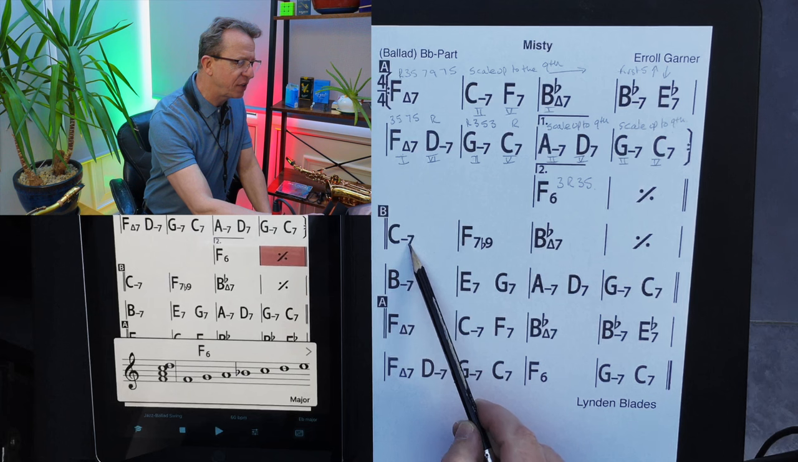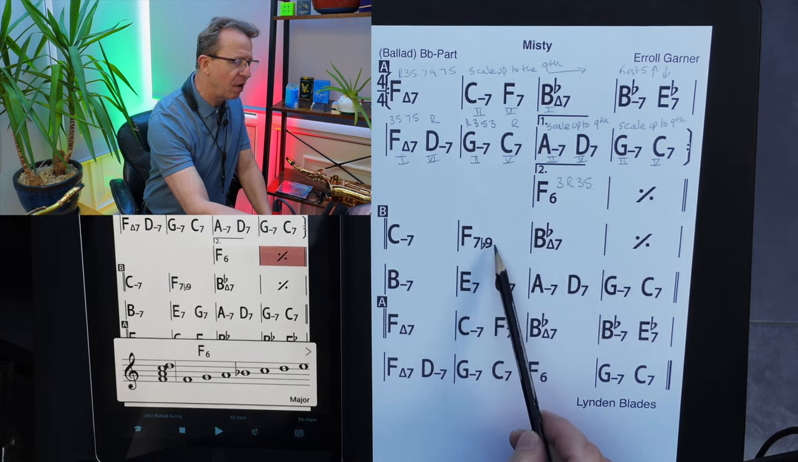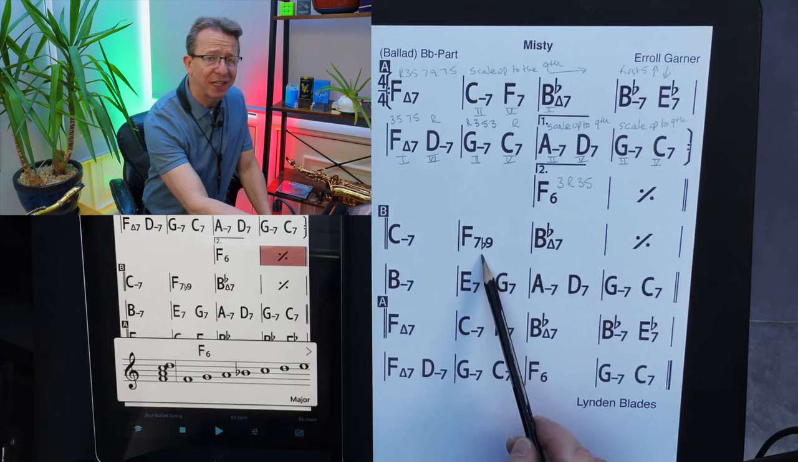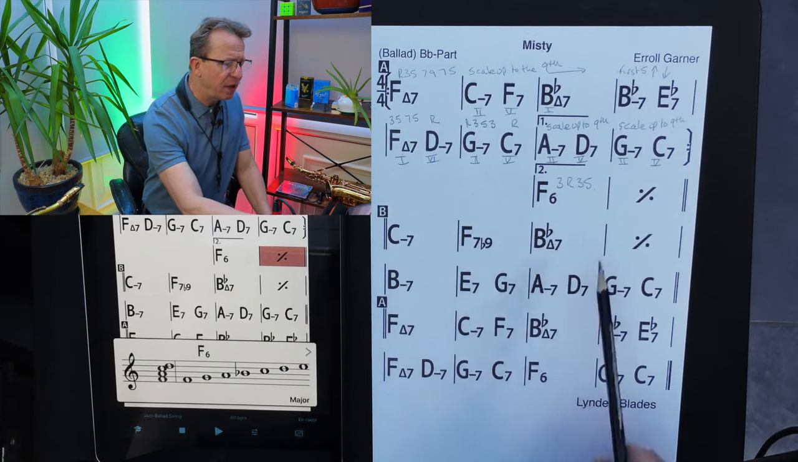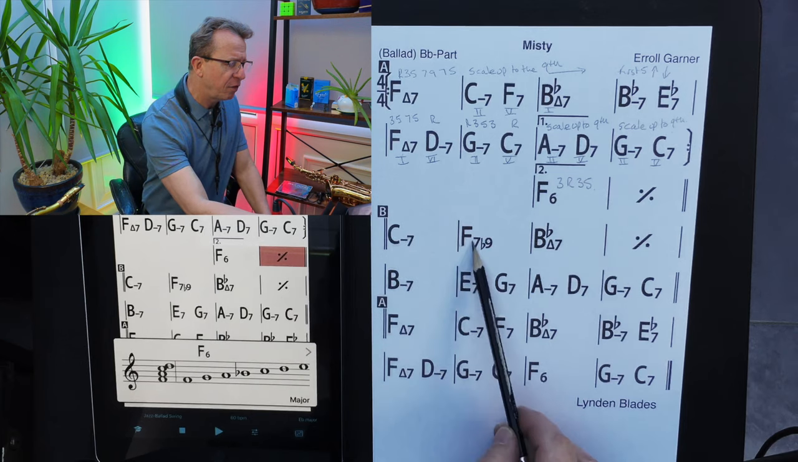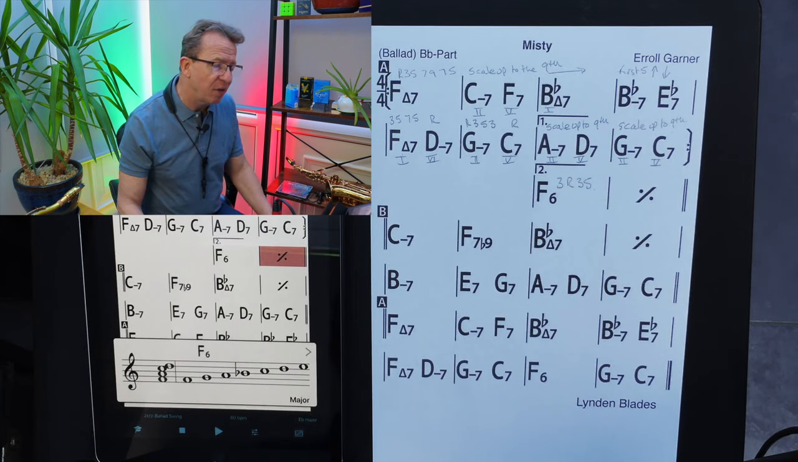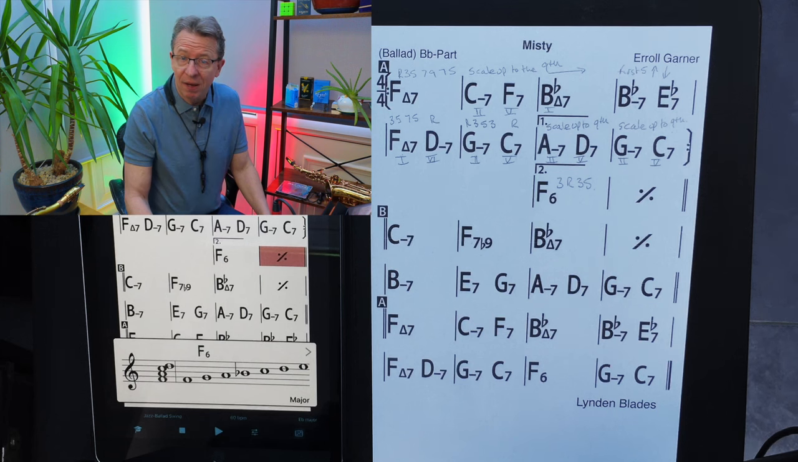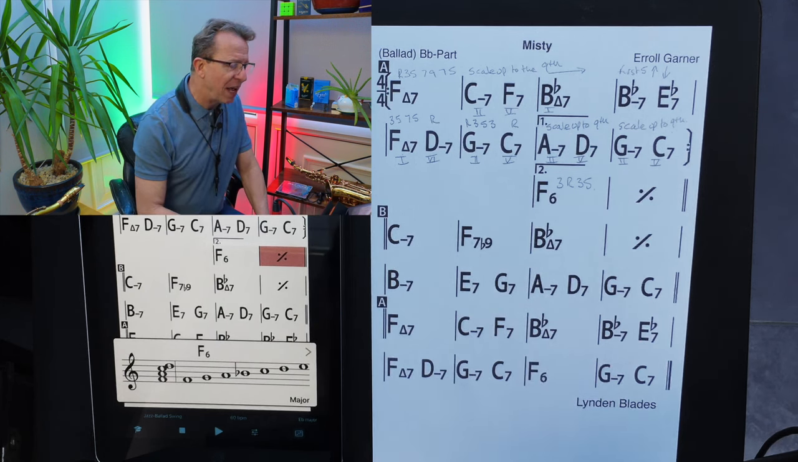Well, we've got a C minor 7 followed by an F7 with a flat 9, and we'd call this a chord extension, followed by a B flat major. So couldn't this be a 2-5-1? Well, yes, it could, and you could play a 2-5-1 in B flat major over that, and that would be fine. However, what's going on with this flat 9?